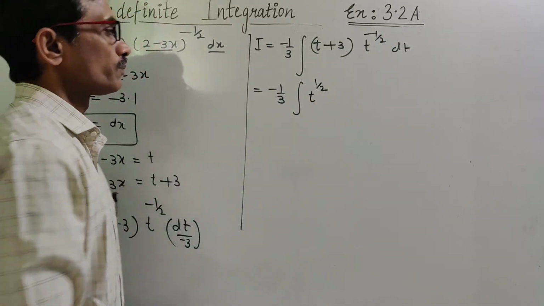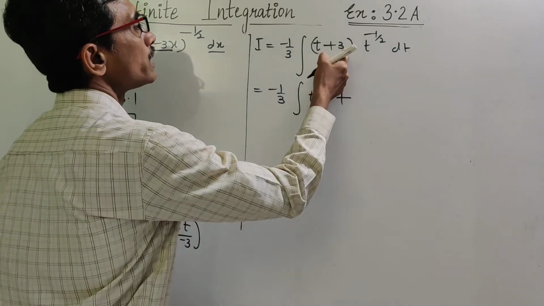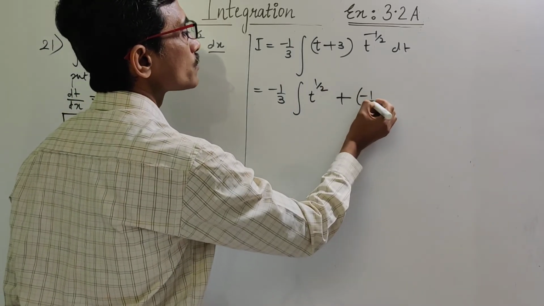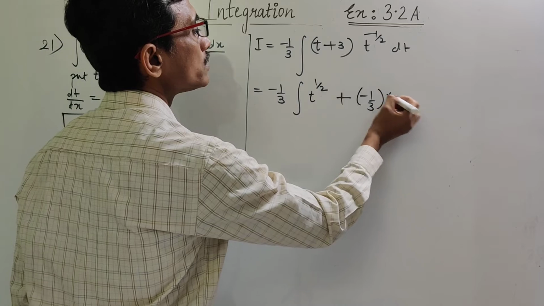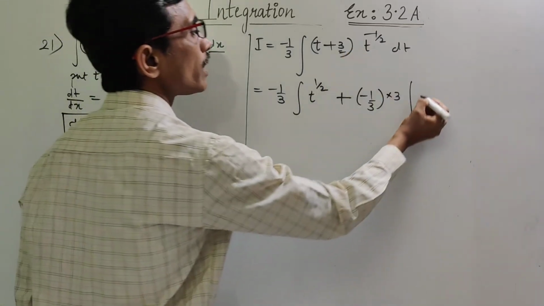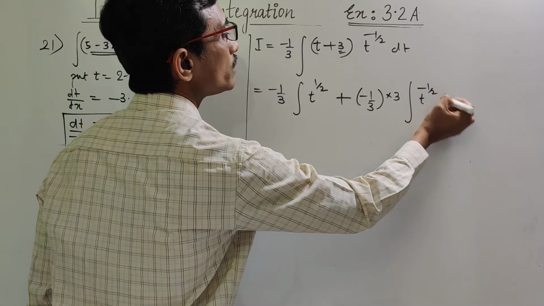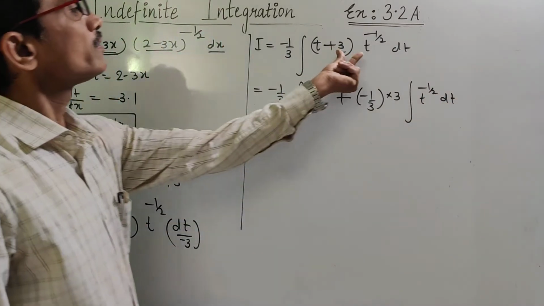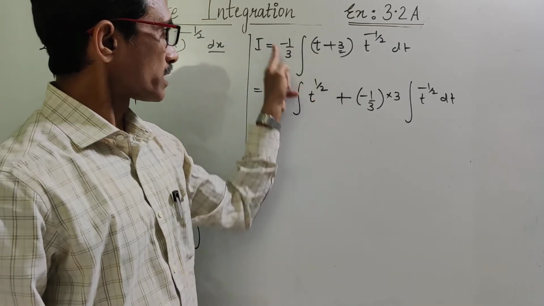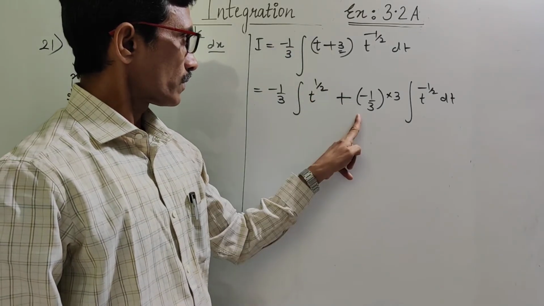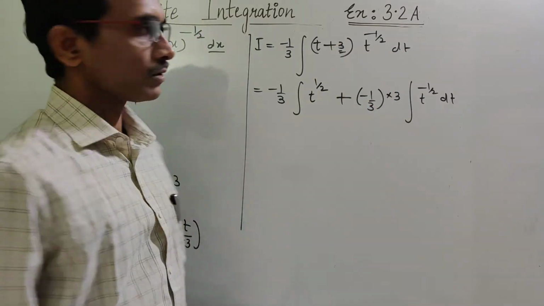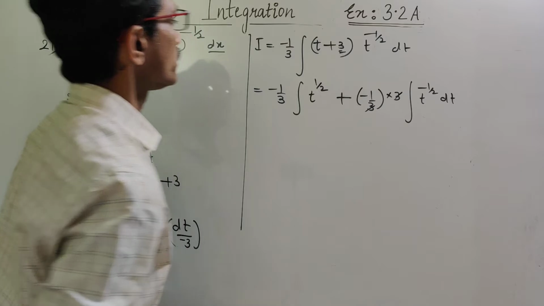So t raised to power 1 and minus 1/2 gives 1/2. Plus, these 3 and 3 will cancel, and we will write it as minus 1 upon 3 into this 3 outside, integral of t raised to power minus 1/2 dt. We are simultaneously multiplying by this and multiplying by this. So you separate this minus 1 upon 3, and this 3 outside the integral, t raised to power minus 1/2, which will further get cancelled.